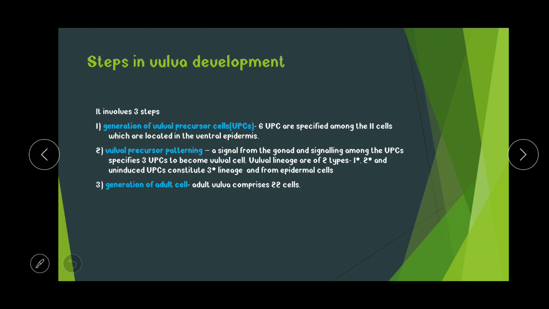of the ventral surface. If they receive the signal from the anchor cell and gonad, they will form the 1 degree and 2 degree, that is, primary and secondary vulval lineages. And if they do not receive any signal, or receive very negligible or nil signal, they will be tertiary lineage, and they will form the epidermal cell. Then comes generation of adult cells: the adult vulva comprises 22 cells. This is the last step.